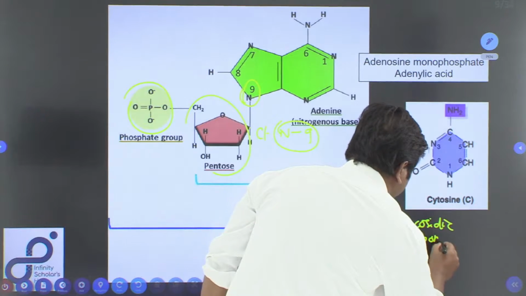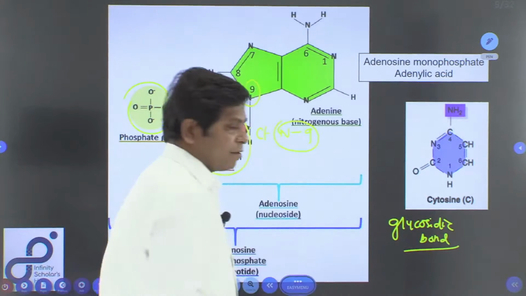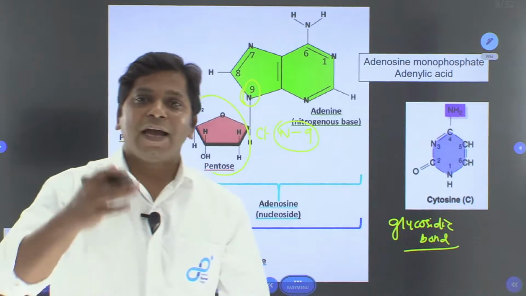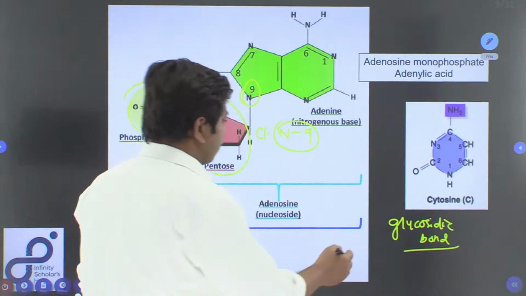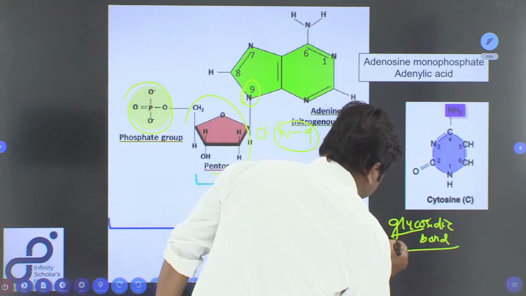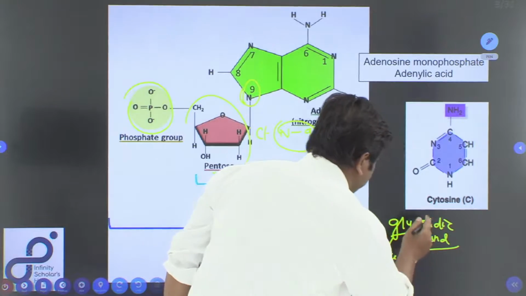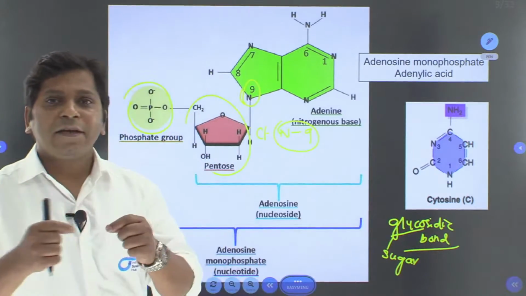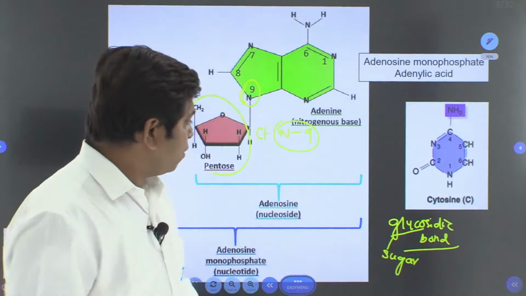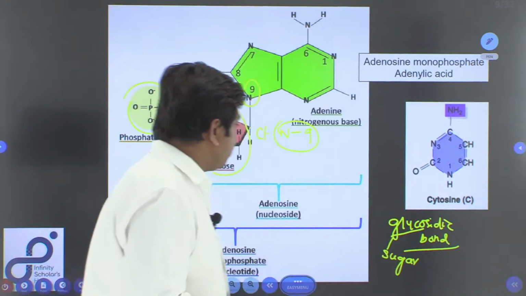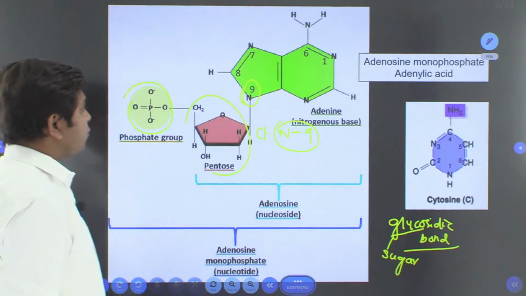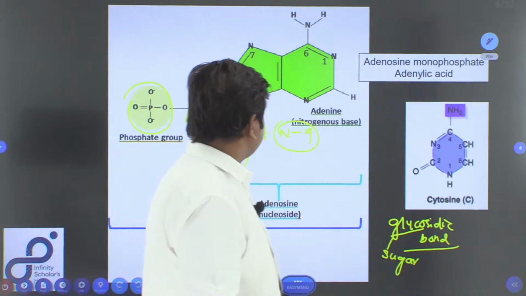A glycosidic bond is a linkage of a sugar molecule with any other molecule. The glyco part stands for sugar, right? And the linkage which helps in connecting the sugar with any other molecule is called a glycosidic linkage, which is a condensation reaction again.